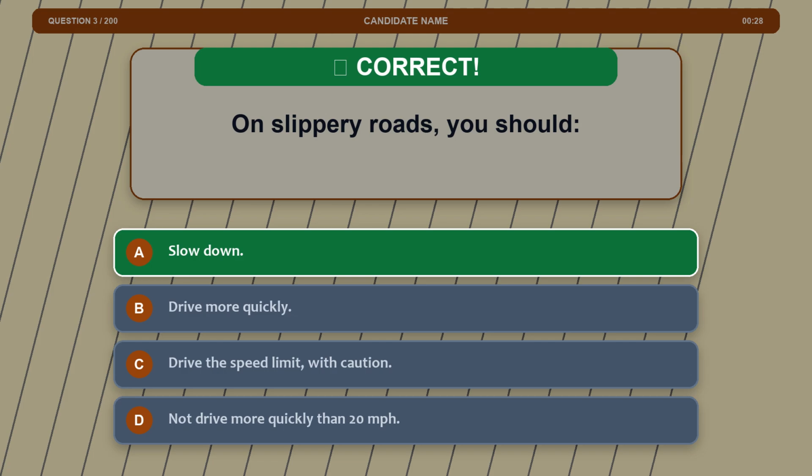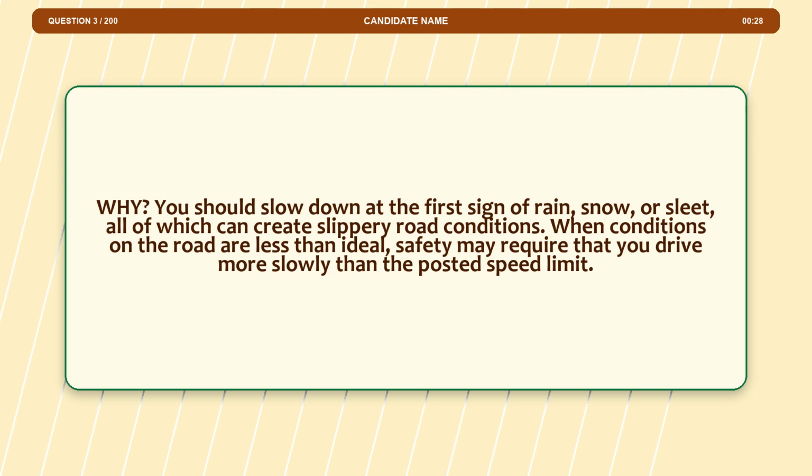The correct answer is option A. Slow down. Explanation. You should slow down at the first sign of rain, snow, or sleet, all of which can create slippery road conditions. When conditions on the road are less than ideal, safety may require that you drive more slowly than the posted speed limit.